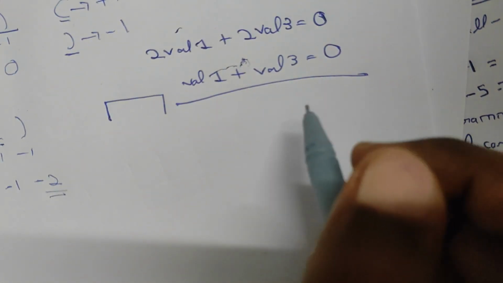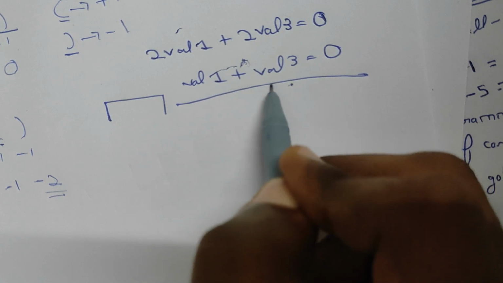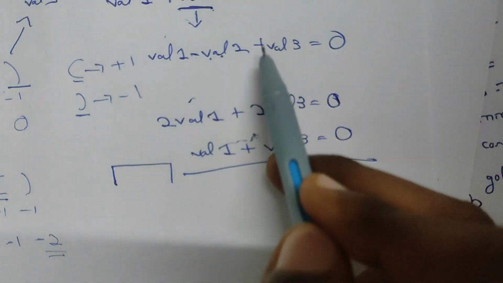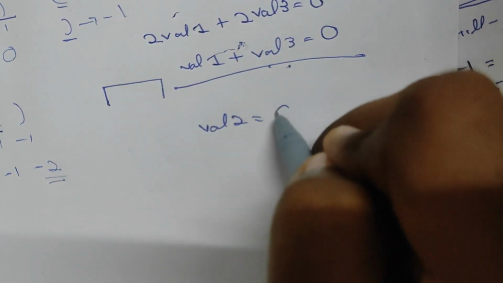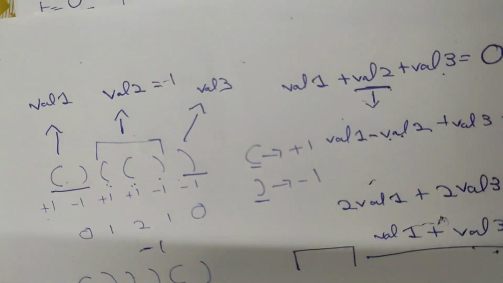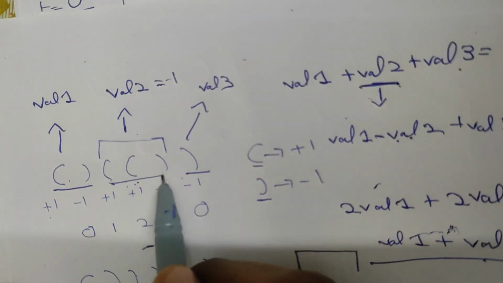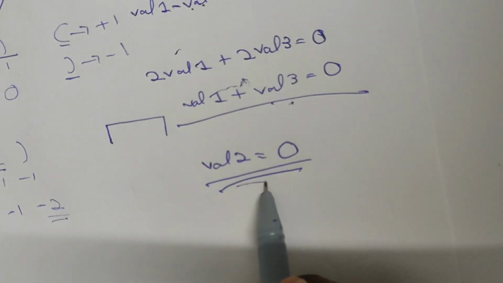So this will be the first condition, first equation. And from this we can derive that, substituting this in either the first equation or the second equation, we will get value 2 is equal to 0. So we got an interesting observation over here now. Any substring that we choose, the sum of that substring should be equal to 0. So this is one condition that we have to follow.